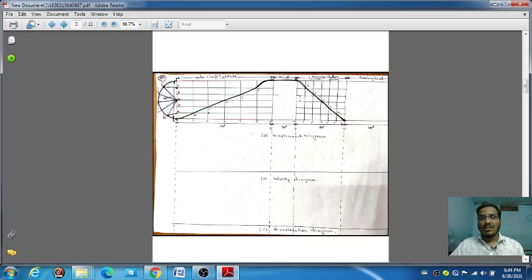Okay, the next is after 30 degrees it will come back in the return stroke and draw the follower from the maximum position to the lower position. So this is your displacement diagram. With the help of the displacement diagram we can easily draw the cam profile.